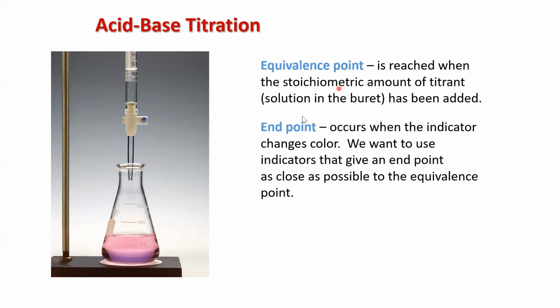Now, the end point is something that we measure in lab with an indicator. And it's measured by a color change that the indicator goes through. And what we want is to have the end point, the color change, to be as close to the equivalence point, the stoichiometric equivalence point, as possible, so that this color change takes place when the moles of acid equal the moles of base.